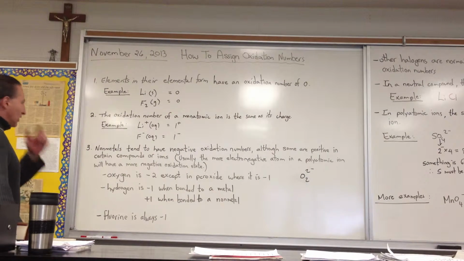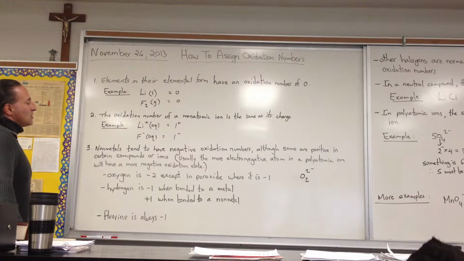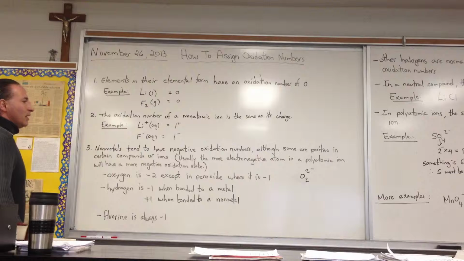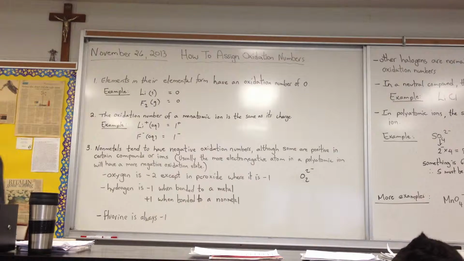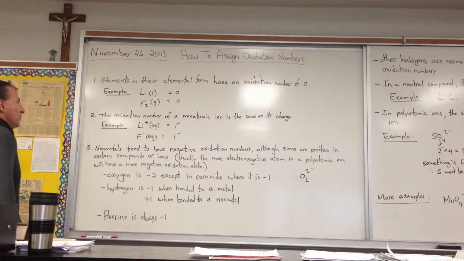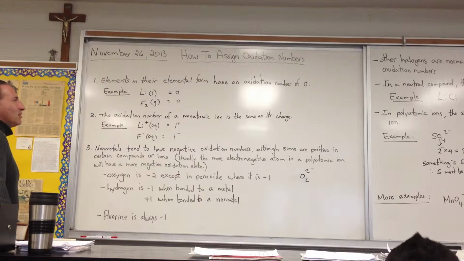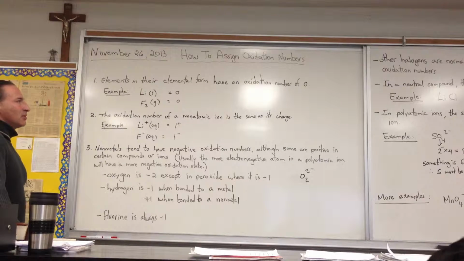Okay, we're going to look today at how to assign oxidation numbers. There are 3 simple rules that we can follow to calculate the oxidation number of an element, whether it's alone in the elemental state or included in a polyatomic ion. The first rule is very simple. Any element in its elemental form has an oxidation number of 0.